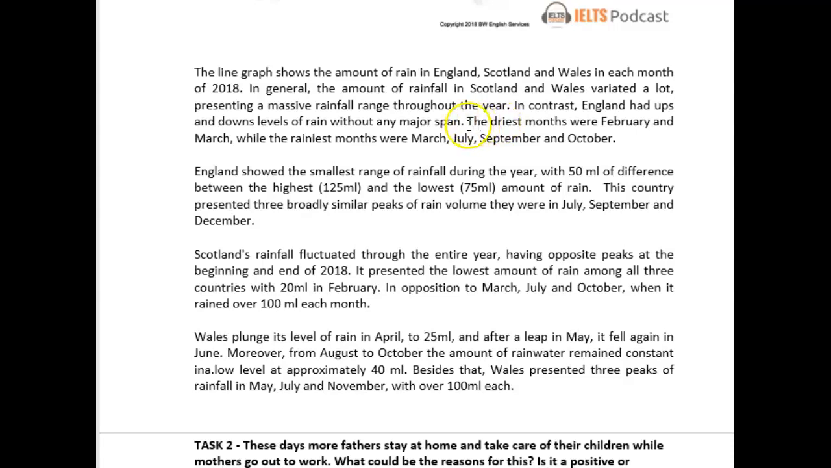And then I thought this didn't really feel like an overview. It really felt more like you were getting into quite a bit of detail. So I wasn't really a huge fan of that. So my suggestion would be something like, this was fine, and then: in general, the amount of rainfall in Scotland and Wales varied considerably, while England's rain was less volatile. So something like that would be okay. All right.